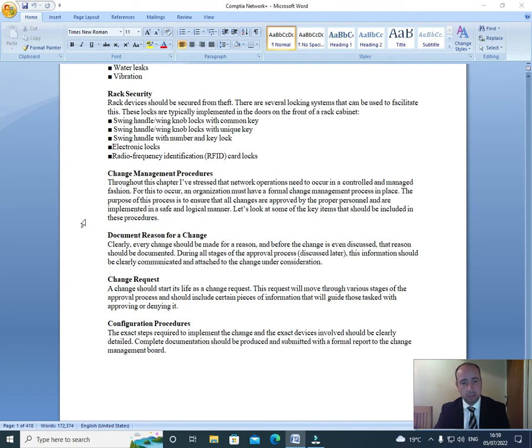Change management procedures. Throughout this chapter, I've stressed that network operations need to occur in a controlled and managed fashion. For this to occur, an organization must have a formal change management process in place. The purpose of this process is to ensure that all changes are approved by the proper personnel and are implemented in a safe and logical manner. Let's take a look at the key items that should be included in these procedures.